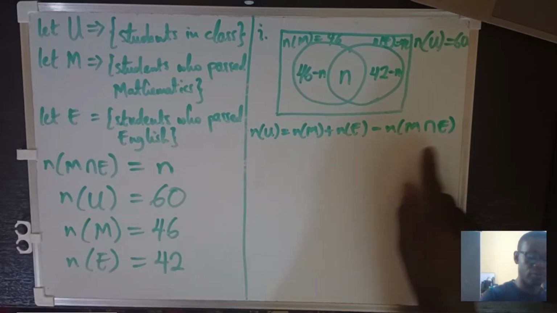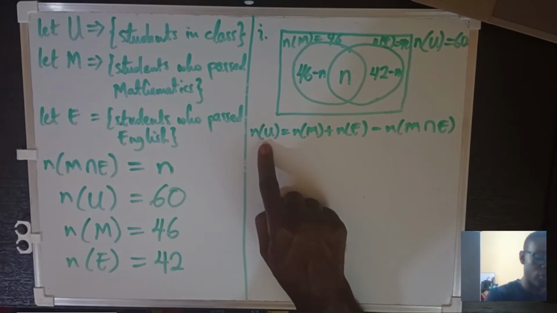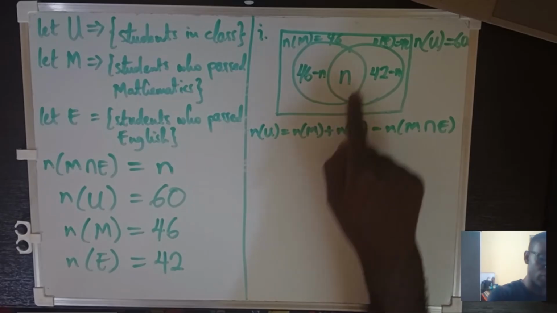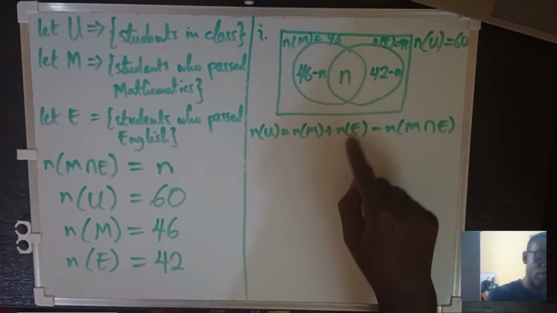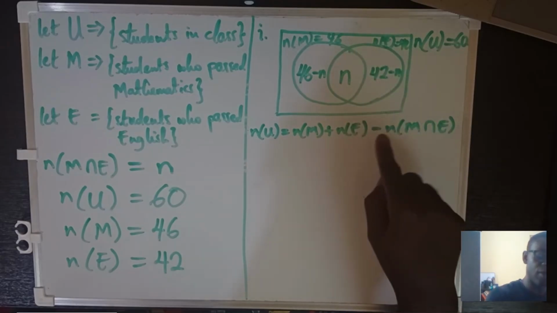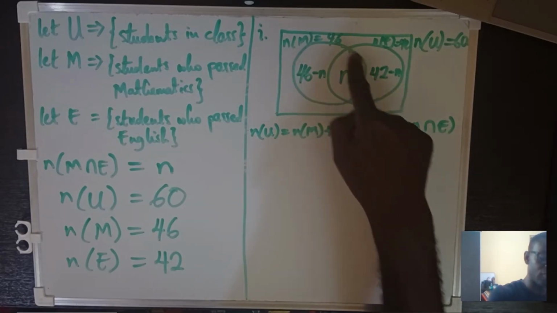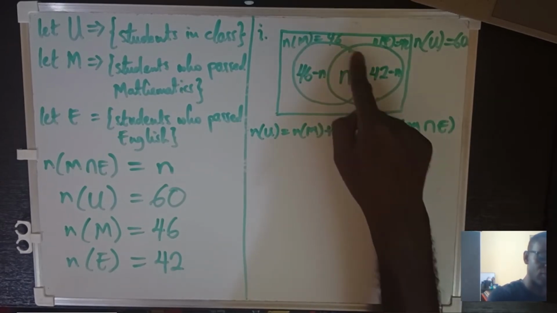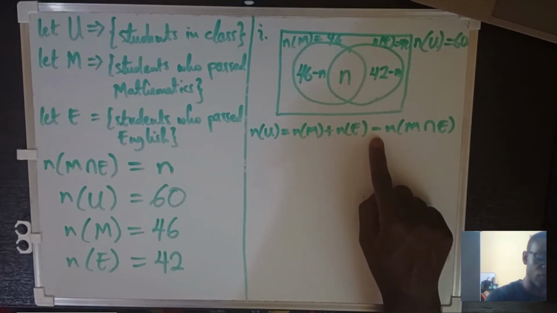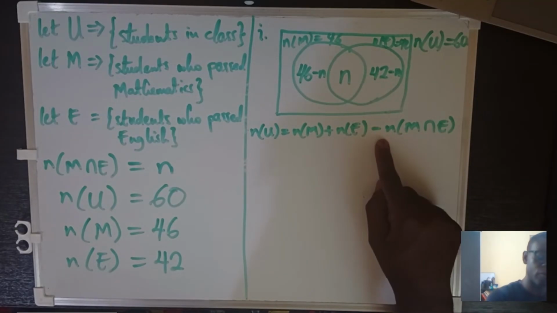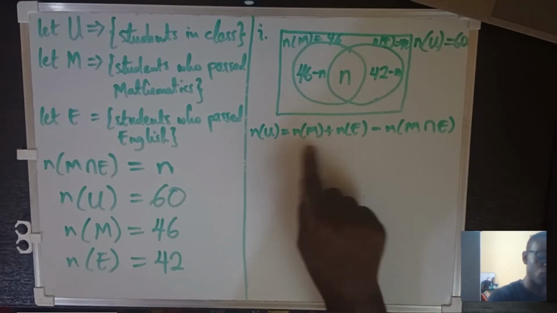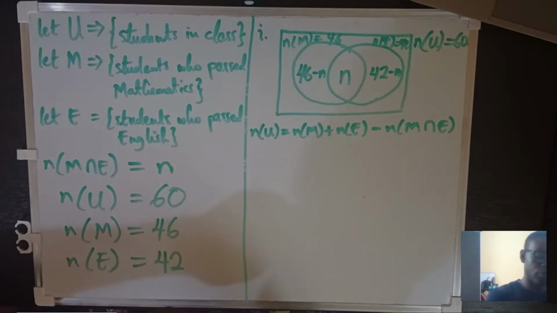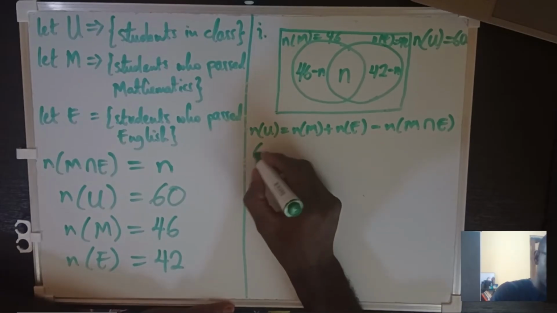So this formula can be used. The universal set is made up of the total number of students in set M and the total number of students in set E. Once we count the students in M and in E, we have counted the intersection two times, so we have to subtract one of the intersections to get just one. We know that the total number of students in the class is 60.